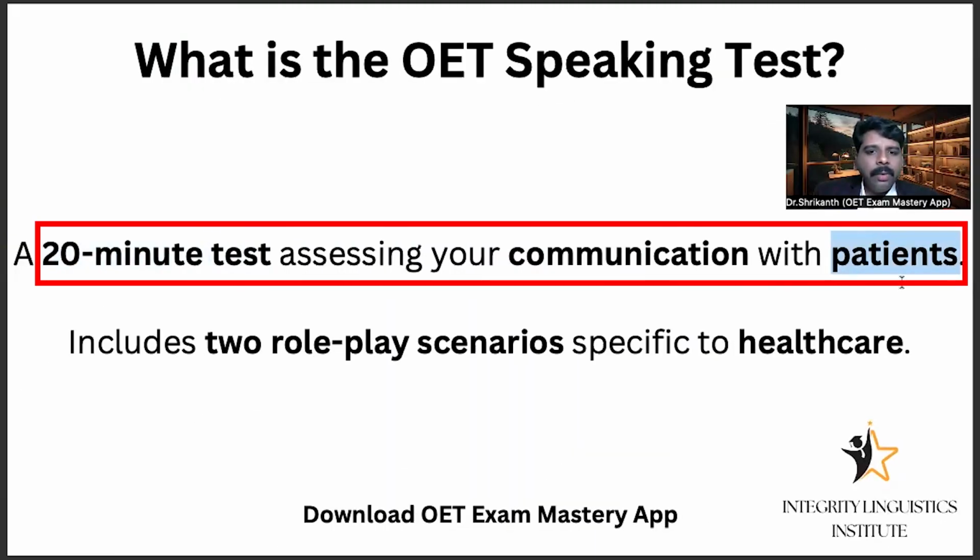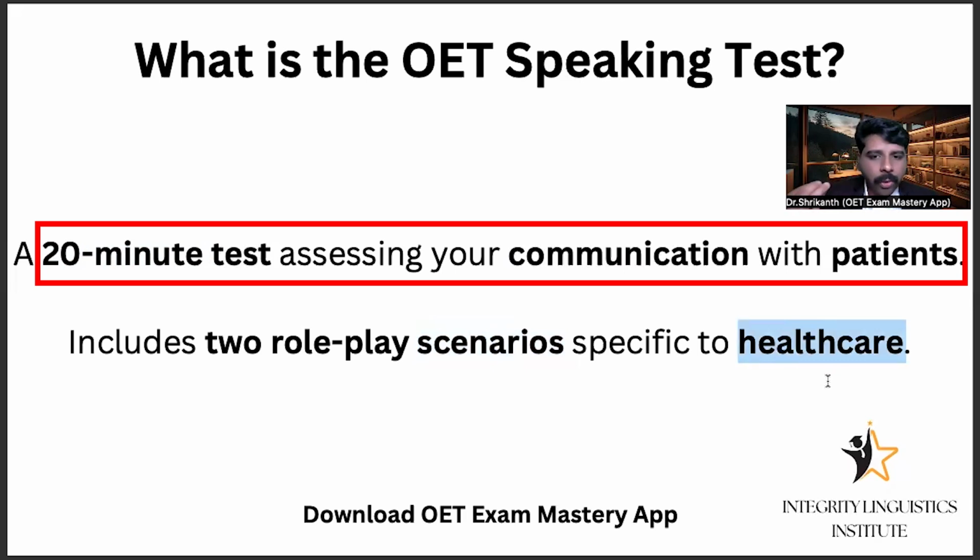All right. Now, during the 20 minutes speaking test, you will be required to complete not one, but two separate role play scenarios. All right. And each role play scenario will last for 5 minutes. So understand that you will be counseling a patient not once, but twice. All right. And each of the counseling tests will last for 5 minutes. So like this, two separate tests, and both the scenarios will be specific to your profession.